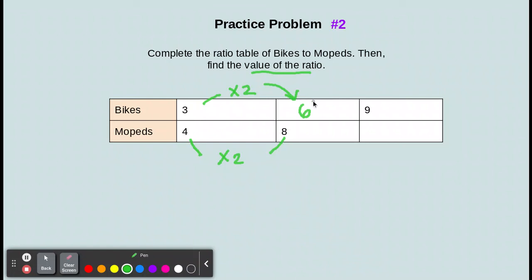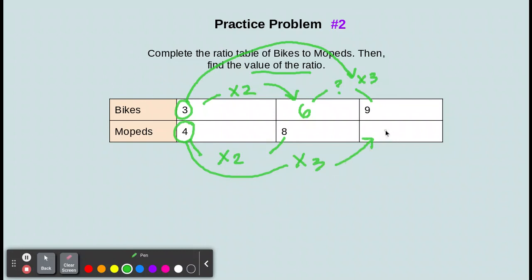Now you want to look at 6 and 9. But that might be a little tricky to figure out. So let's go back to this first one. 3 and 9. How do we get 3 to turn into 9? Multiply it by 3. Okay, so we can use the first column to find the last column. 3 times 3 gives us 9. So 4 times 3 gives us this value here.